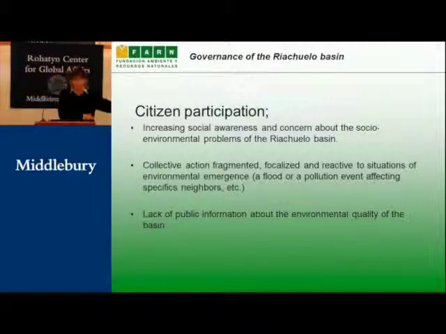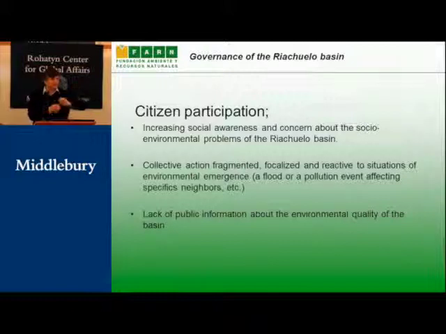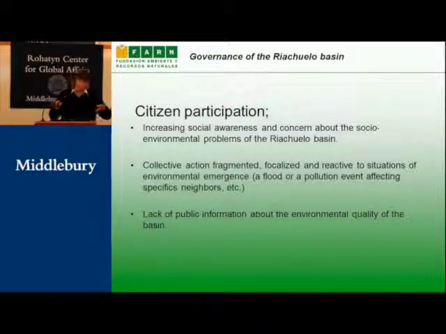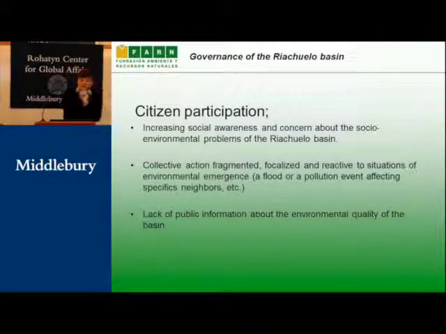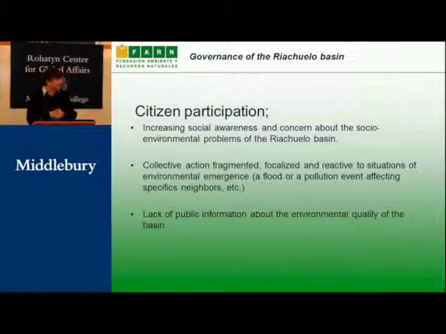A pollution event in one neighborhood, or a flood situation. So you have sudden social mobilizations. But then this level of collective action is not sustained over time. Because of the low level of social articulation, the capacity of social actors to affect public policy at the basin area is very limited. And this is complemented with a strong lack of public information about the environmental quality of the basin.